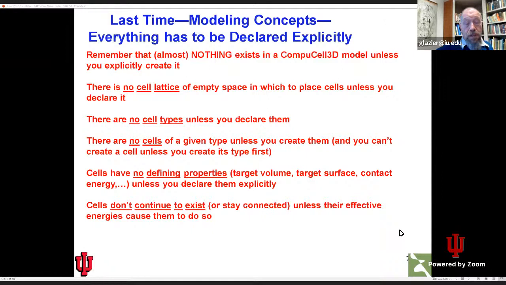I also mentioned that these are constructive models, so in general, nothing exists unless we assert it. We have to say there's a cell lattice to put things in. It's not there. We don't have cell types unless we assert them. We don't have cells unless we create them. And the cells don't have any properties or behaviors unless we assert them. And again, this is not problematic in practice, but occasionally somebody will forget to define something which is obviously a property of the cell, and the cell will not have that property. So it's something that we need to watch out for.